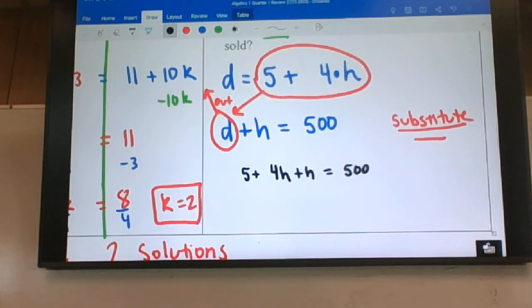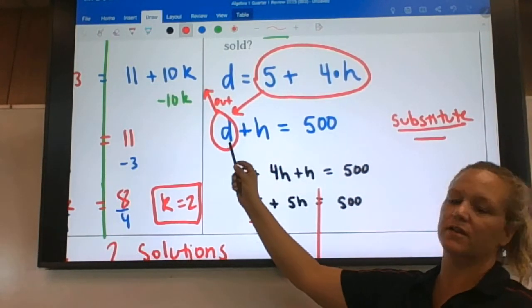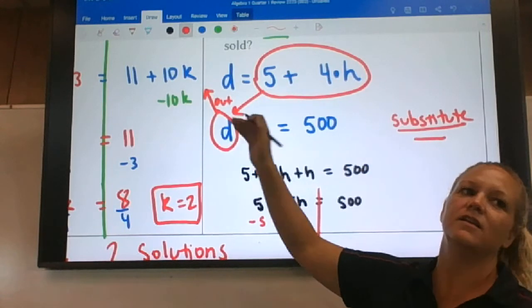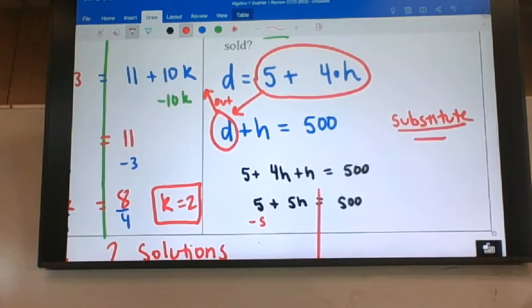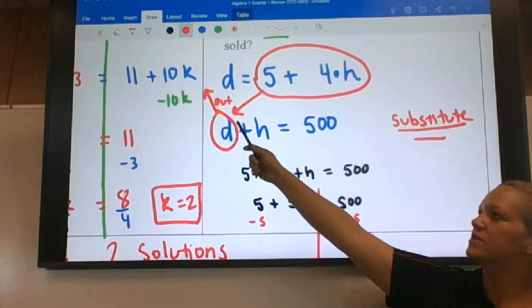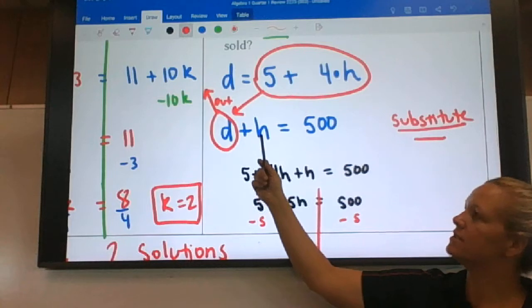It's 4. It's 5 whole hot dogs now. Why are we adding another? I took this out and I put all of this right here. Oh, you put the whole thing. I thought you replaced the H. It says it's 5 more than 4 hot dogs. So I took this out and I put the whole thing right there. So I have 5 plus 4H plus H equals 5.